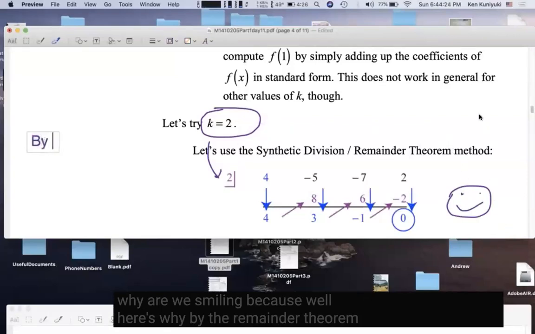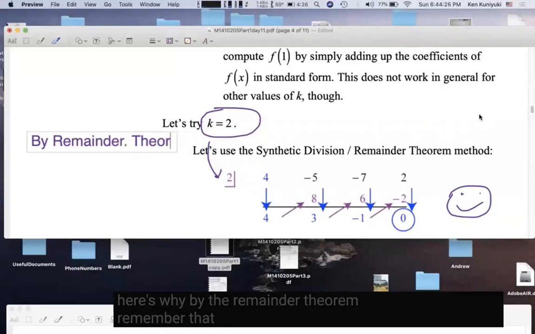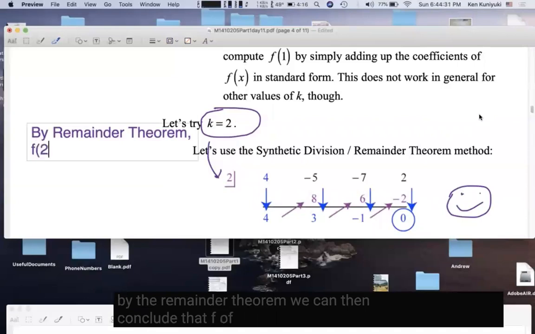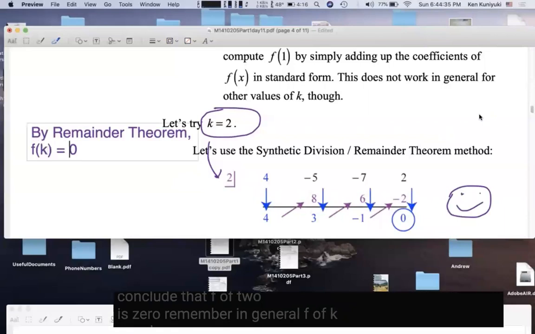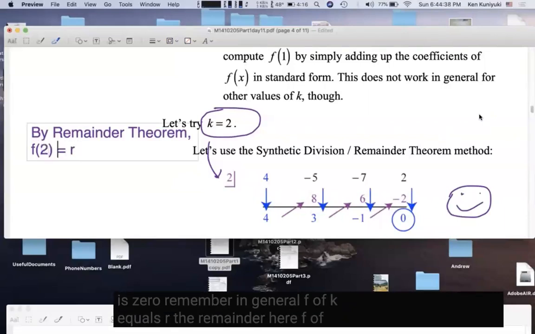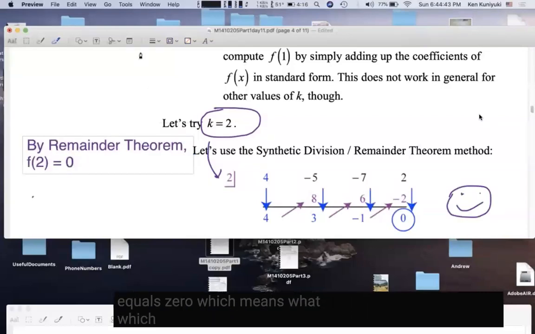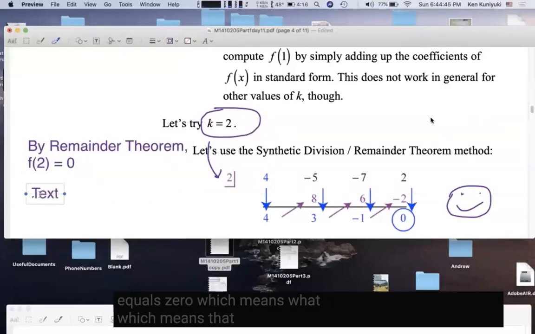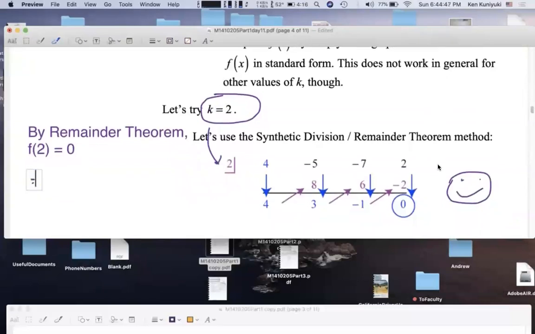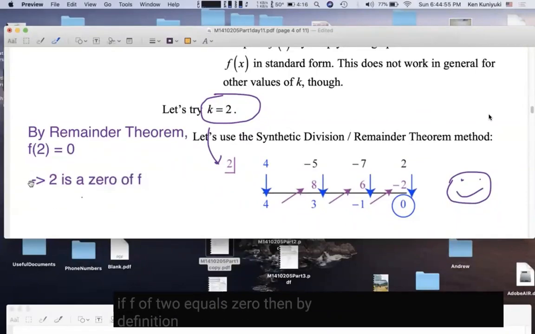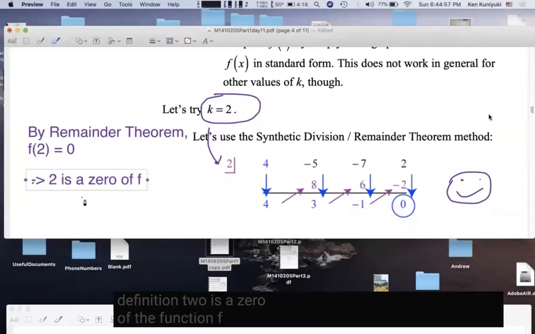By the remainder theorem, remember that? By the remainder theorem, we can then conclude that f of 2 is 0. Remember, in general, f of k equals r, the remainder. Here, f of 2 equals 0. Which means that 2 is a 0 of f. If f of 2 equals 0, then by definition, 2 is a 0 of the function f.